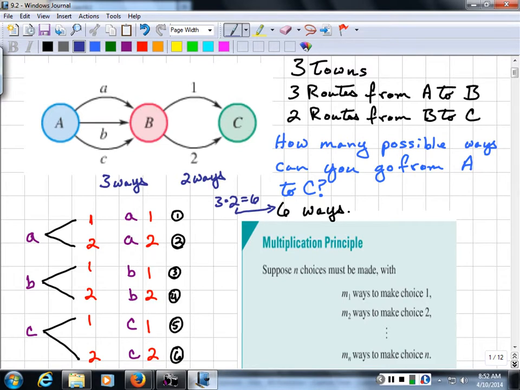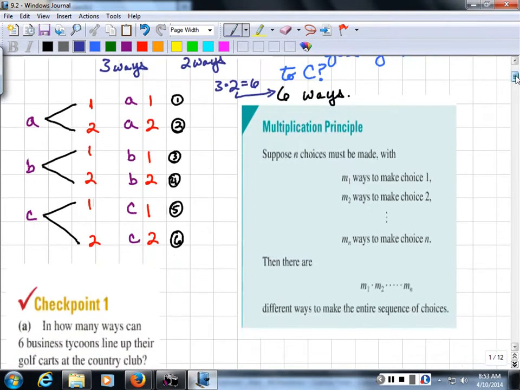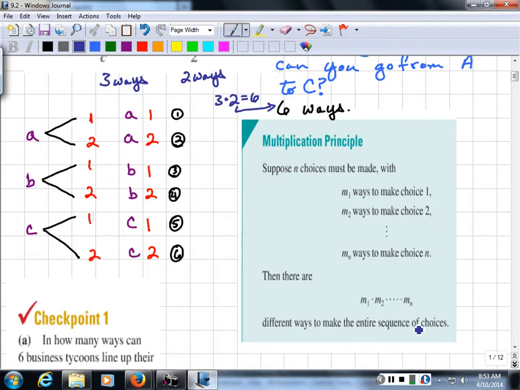This is the multiplication principle. You take the number of different ways that you can combine them and multiply them together. The multiplication principle is stated here in this green box. Suppose n choices must be made. I don't know how many choices there are. There's just a bunch of them. There are going to be m sub 1 ways to make the first choice, m sub 2 ways to make the second choice, m sub 3 ways to make the third choice, and so on. Then the product of the different ways I can make each of those choices gives me the total number of different choices that I can make.